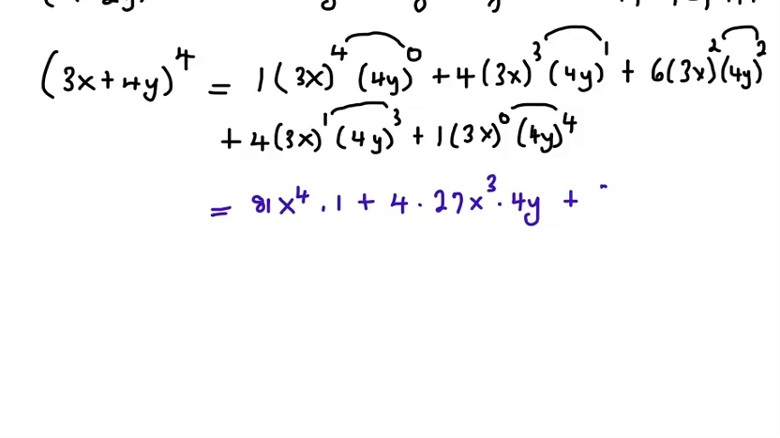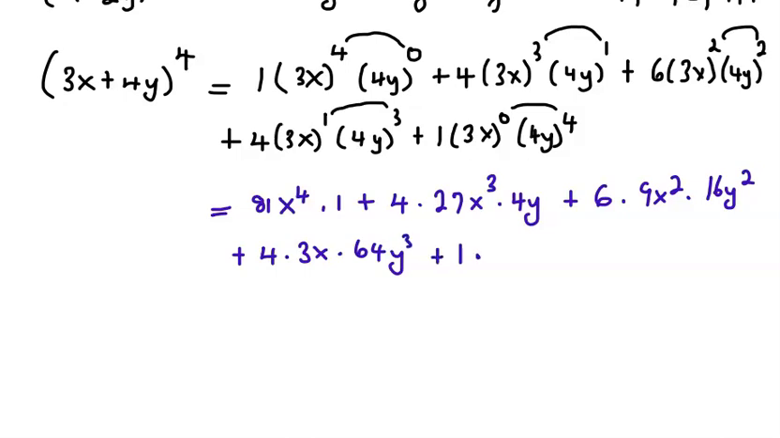Then plus, here we get 6, multiply by 3x to the power of 2 will give us 9x squared. Then multiply by 4y to the power of 2 will give us 16y squared. Then we have plus 4 multiplied by 3x to the power of 1 is 3x. 4y to the power of 3 will give us 4 cubed is 64. Then y cubed. Then plus 1 multiplied by 3x to the power of 0 is 1 multiplied by 4y to the power of 4. 4 to the power of 4 is 256. Then we have y to the power of 4.